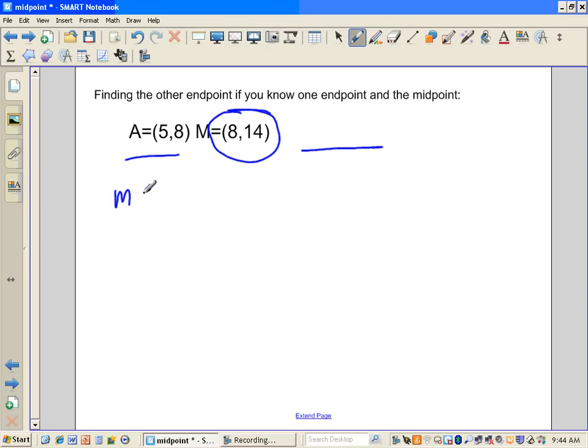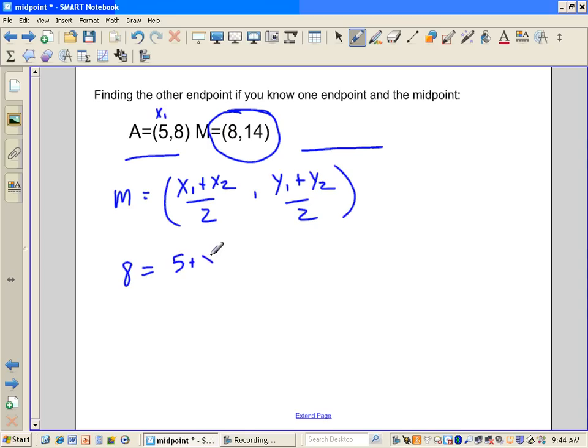So we say the midpoint is x1 plus x2 divided by 2, and y1 plus y2 divided by 2. I'm going to use just the x part to start out. If I know that the x value of the midpoint is 8, and I know my x1 is 5, what I don't know is my x2, but I know I need to divide everything by 2. So here I have a little equation that I can solve for x2, my missing x value.